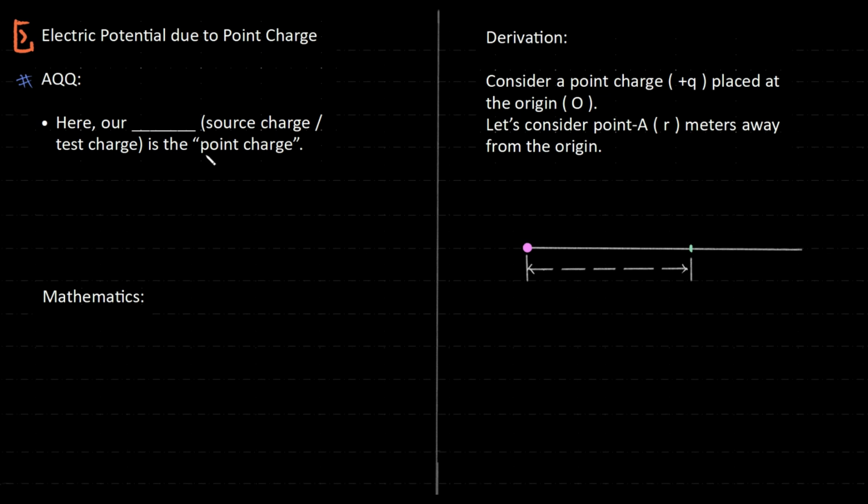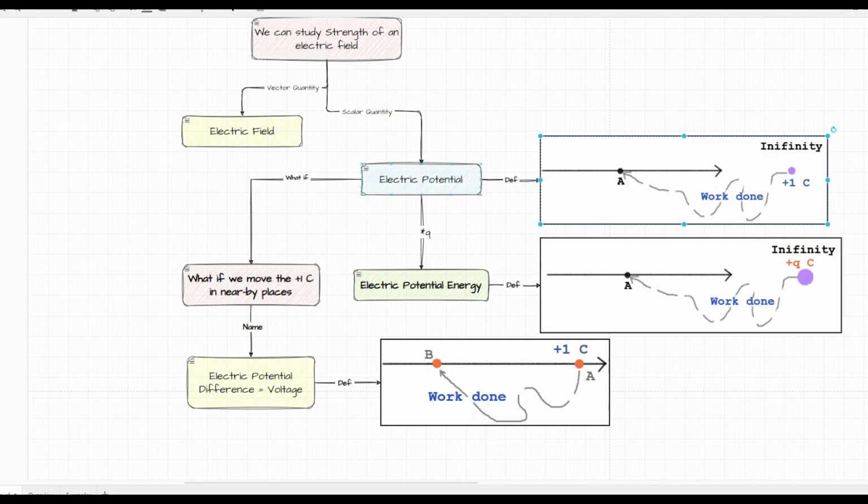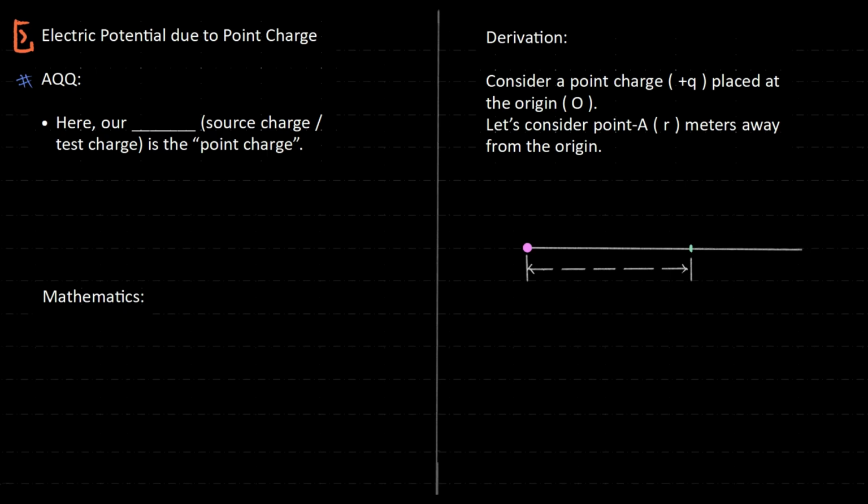So we're looking at proving, actually deriving an equation for electrical potential due to a point charge. So first let's understand electrical potential again. It's nothing but work done on a unit charge carrying from infinity to point A, right? That's your electrical potential.